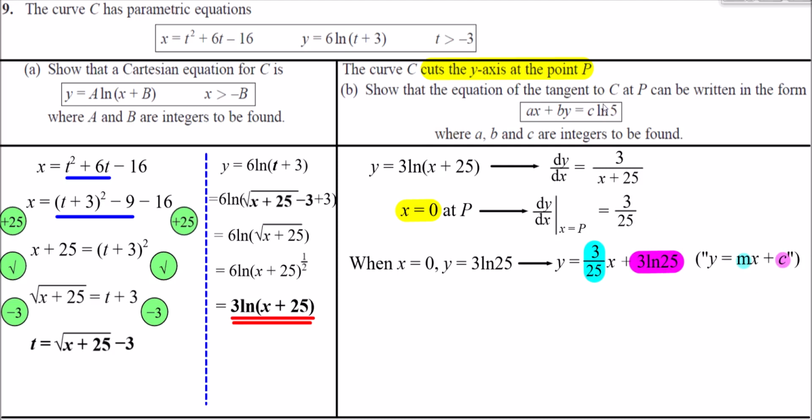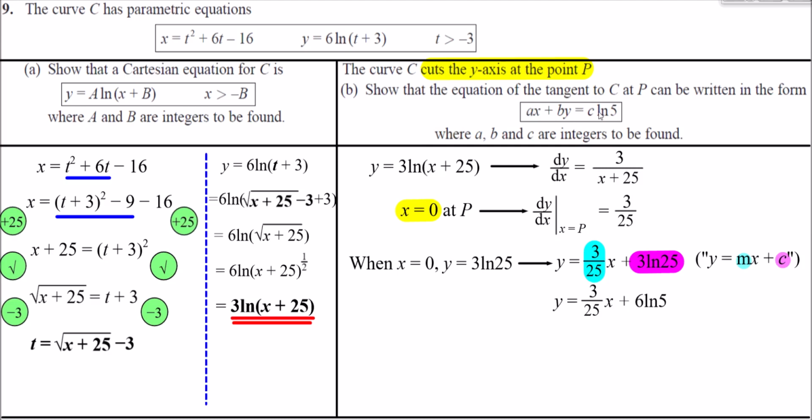I want it in terms of natural log of 5. This isn't right. ln 25 we can think of as being ln of 5 squared. And then the squared we can drop down to this coefficient and have it multiply 3. So 3 lots of ln 25, if I rewrite it as 3 ln 5 squared, this becomes 6 ln 5. So I've got y equals 3/25 of an x plus 6 ln 5.